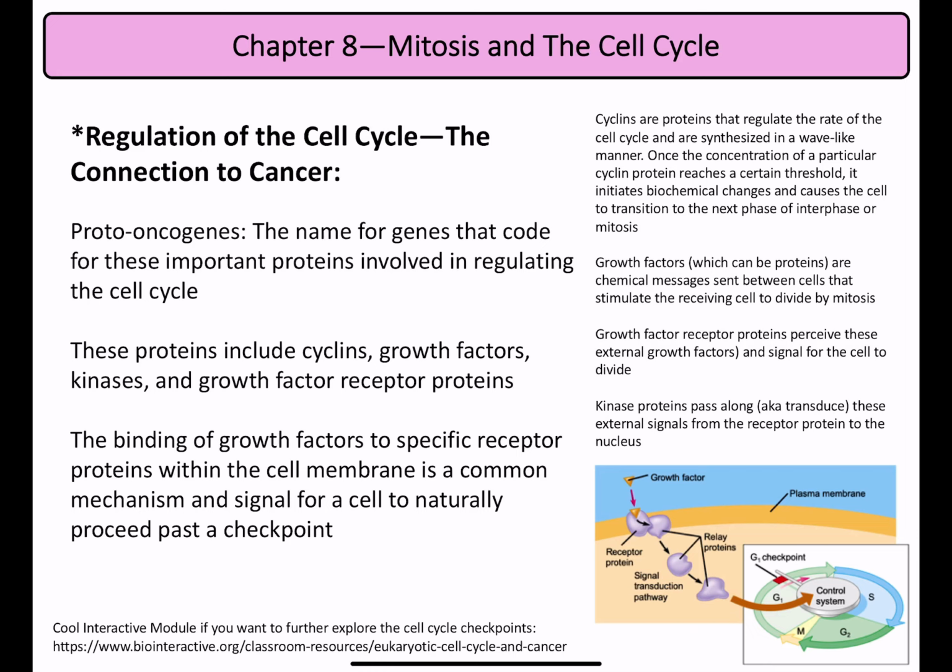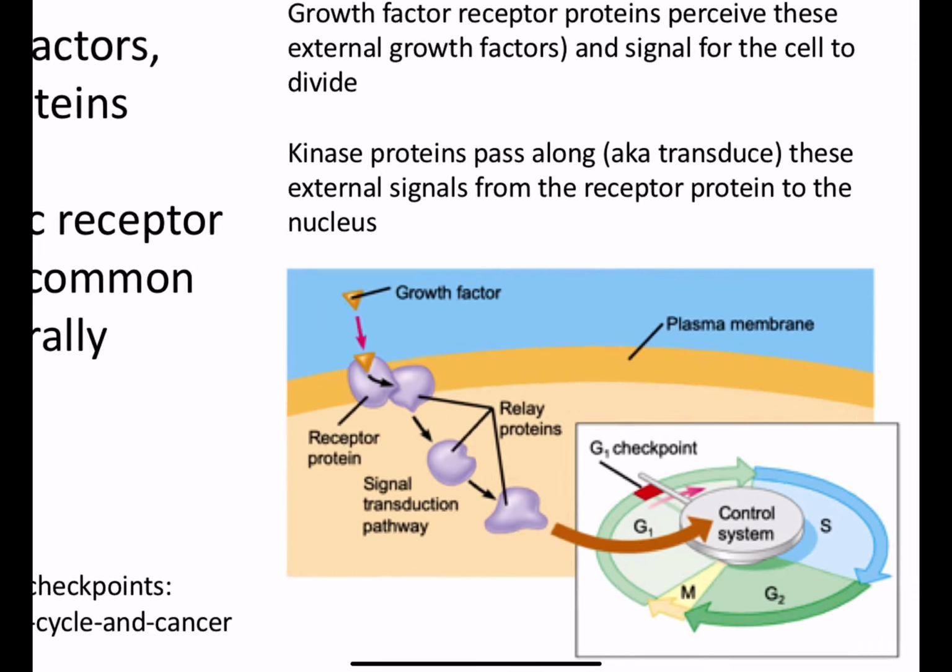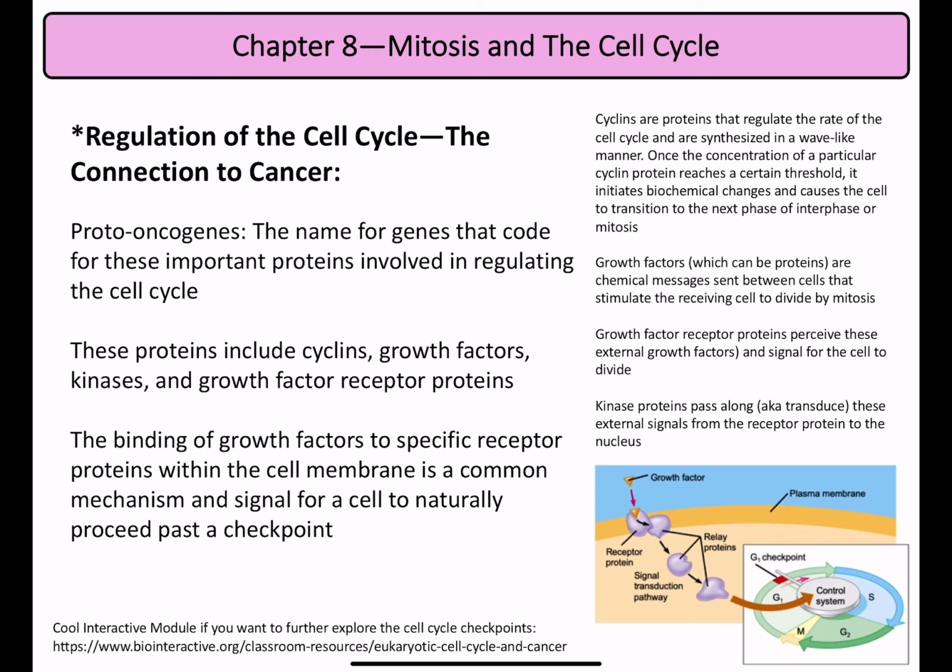My point here is, if you have a mutation that affects any of these proteins, whether it be the receptor, or the proteins that relay the message of the receptor, or genes down in the nucleus that initiate changes that start mitosis, if you have problems in any of those proteins, it could result in out of control cell division and cancer.